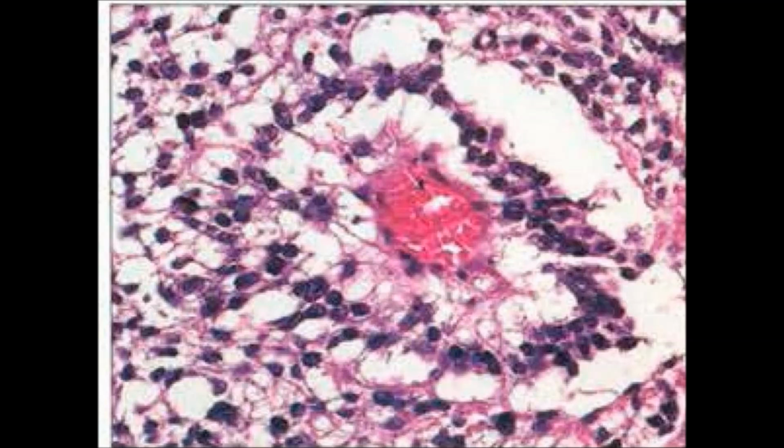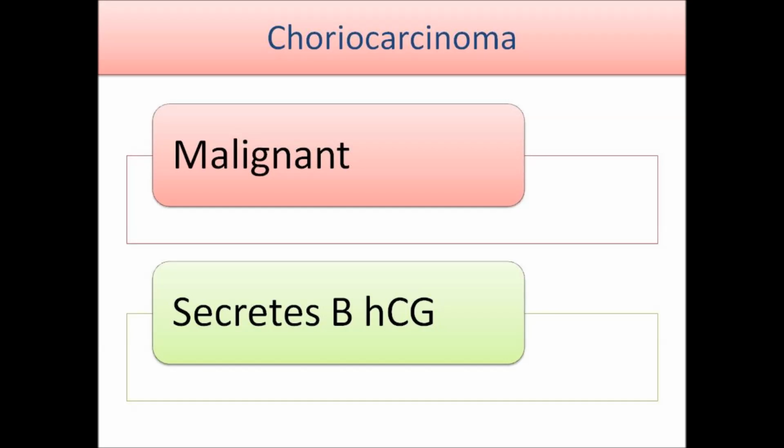Fourth type of germ cell tumor is the choriocarcinoma. This is a tumor derived from placental tissue, so it contains cytotrophoblasts and syncytiotrophoblasts. This tumor is usually malignant, and it secretes beta HCG, and this makes sense. It is a tumor of a placenta.